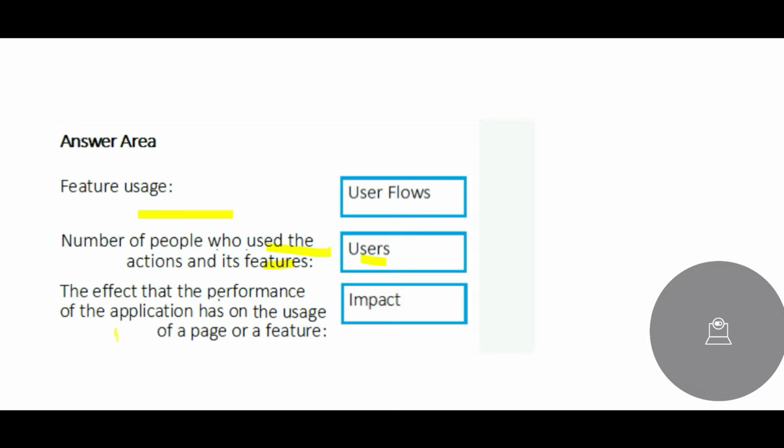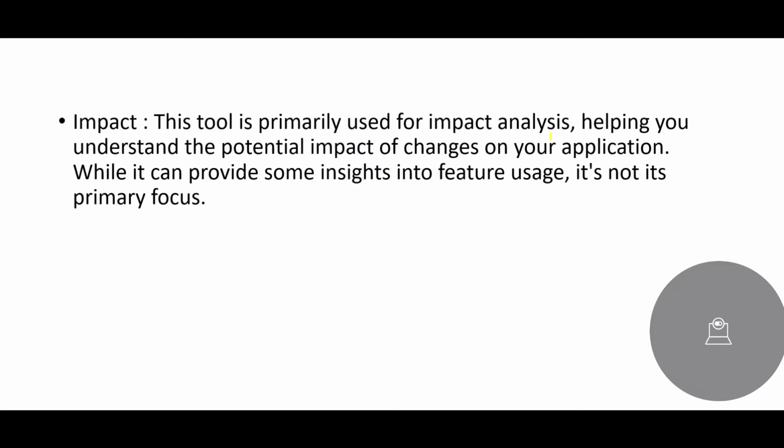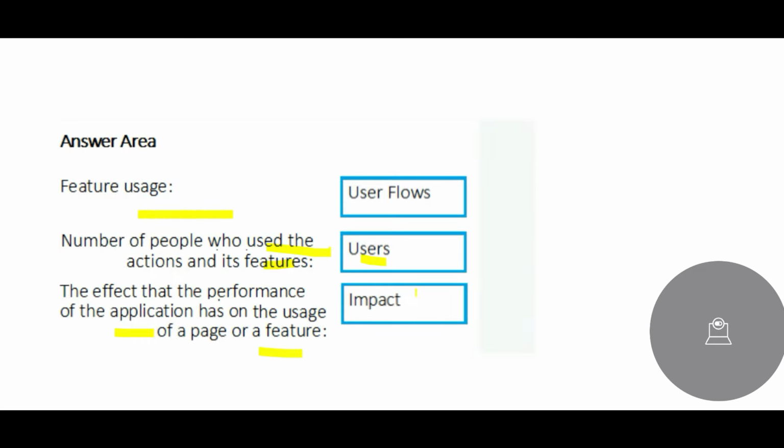The third is the effect that the performance of the application has on the usage of a page or a feature. We are trying to understand the impact. The tool is primarily used for impact analysis. What does it bring to the plate? It helps you with the potential impact of changes on your application. You can assess that. And while it can provide some insights into feature usage, it's not a primary focus. It will only give you an understanding of the impact. So that is why this is mainly useful for impact, and this is our final answer.